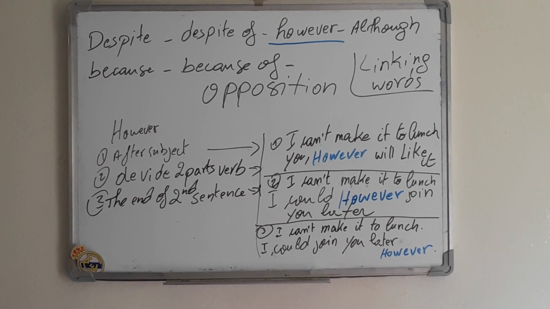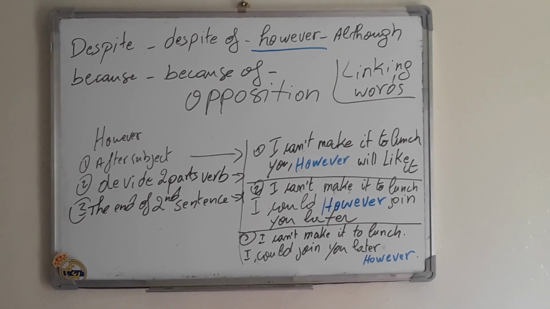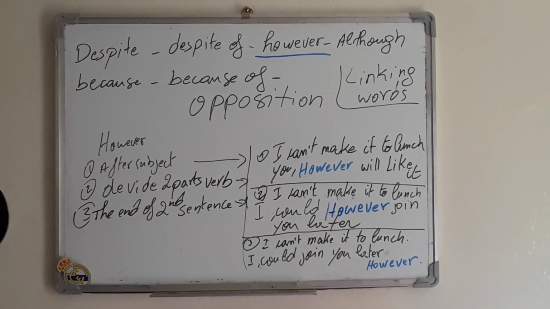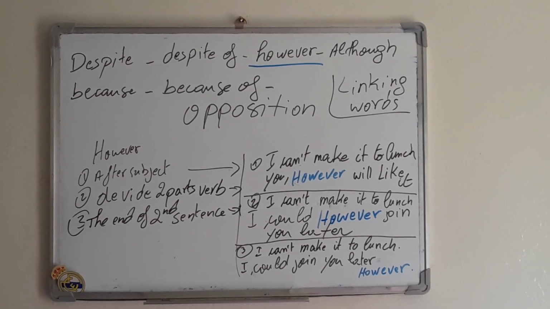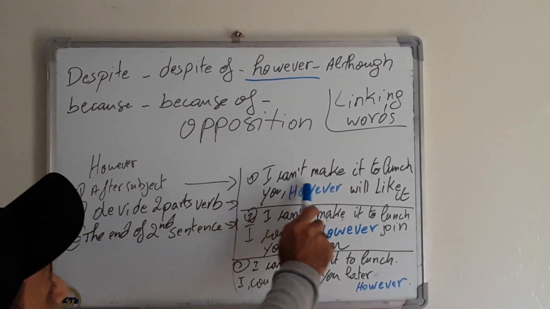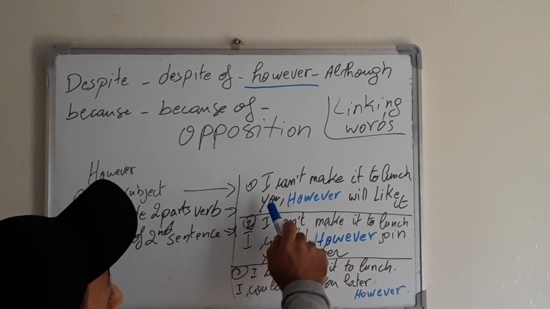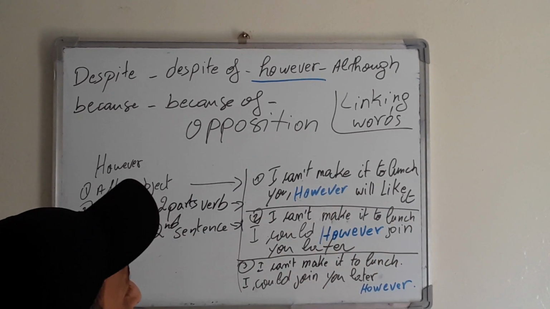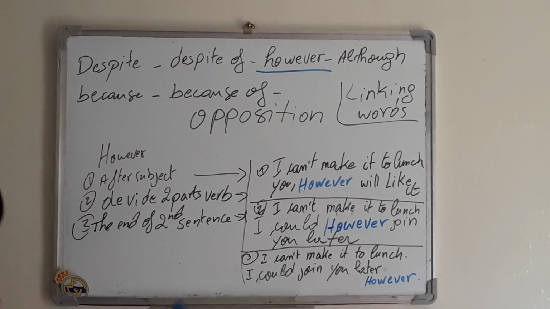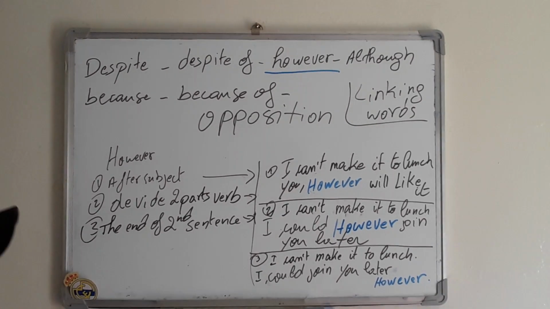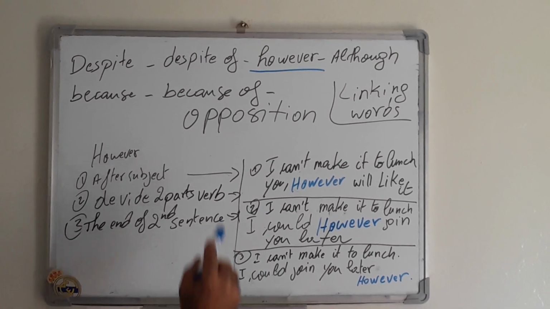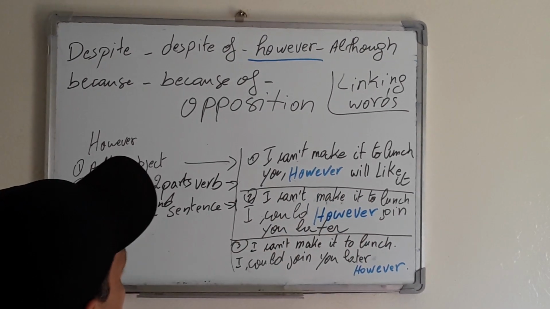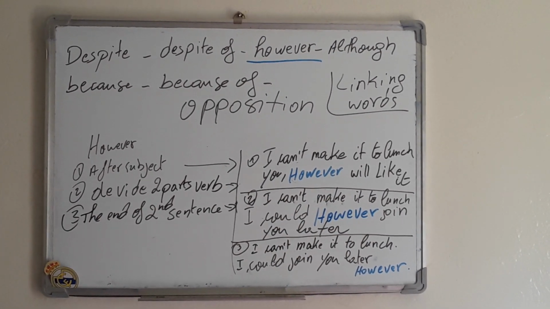What are the uses of however? Number one, however can be used after a subject. Give an example. I can't make it to lunch. You, however, will like it. It means I don't have the possibility to go to lunch, but you will like it. However is also a linking word meaning opposition.